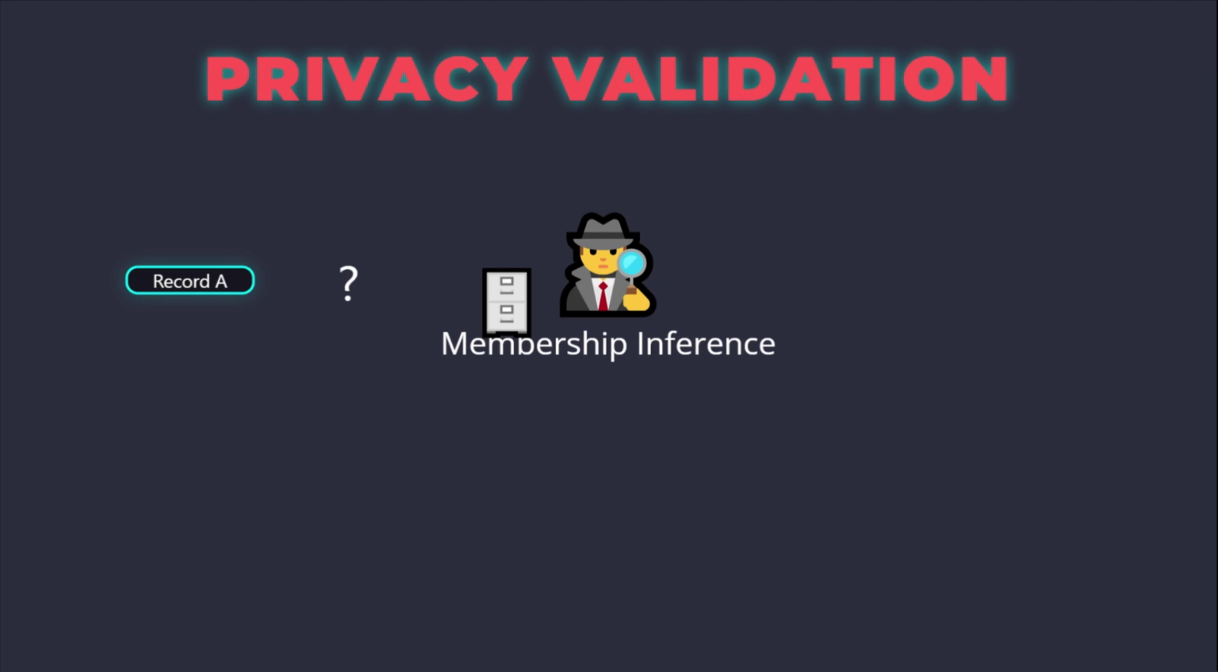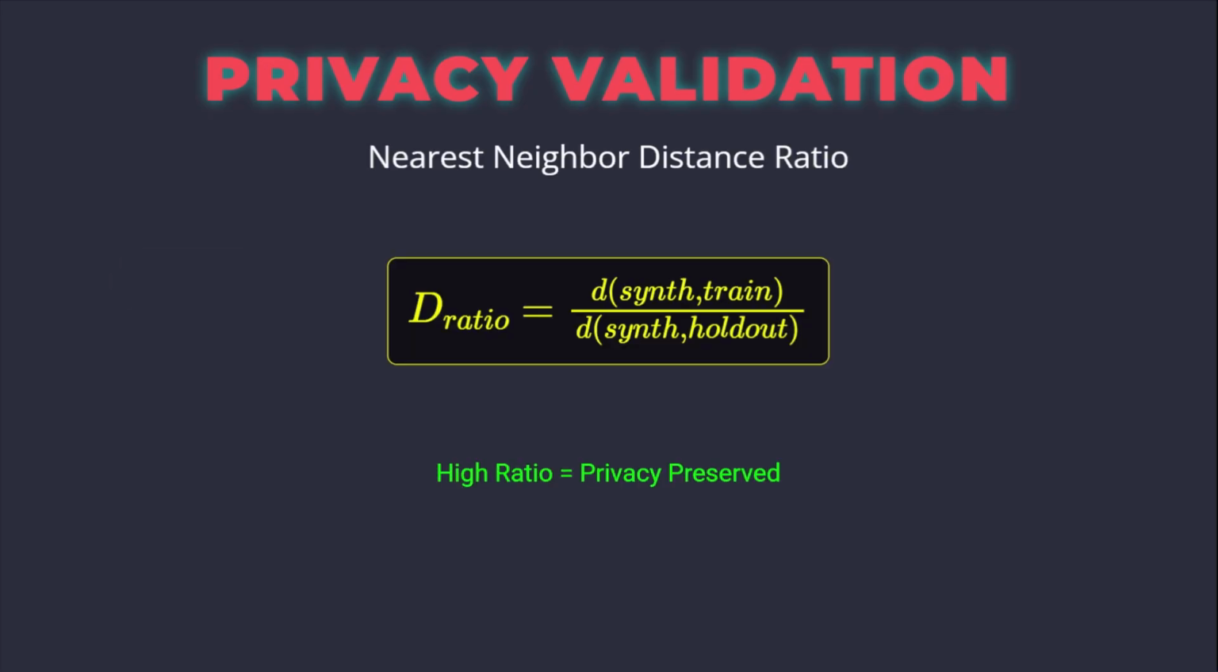Privacy validation requires testing against known attack vectors. Membership inference attacks attempt to determine if a specific patient record from the original training set was used to generate the synthetic dataset. Implement a shadow model approach, where multiple generative models are trained on overlapping subsets of the real data. Compare the prediction confidence scores of the synthetic records against the real records.